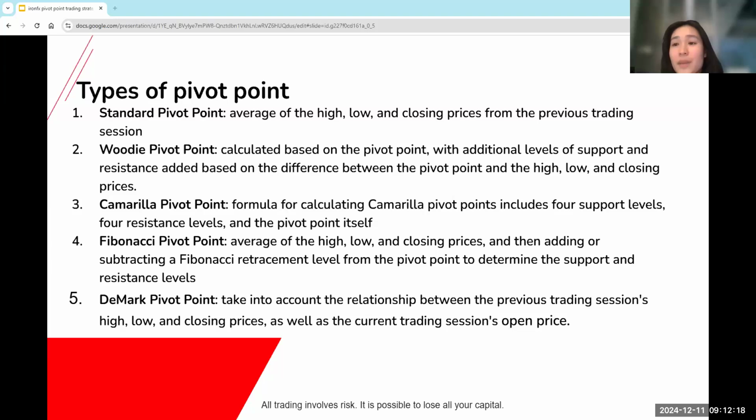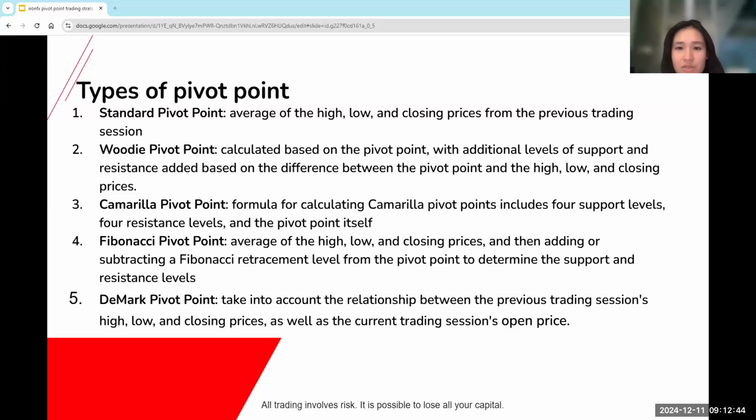And lastly, number 5, the Demark pivot point. This method also uses a pretty complex calculation, but the calculations basically take into account the relationship between the previous trading session's high, low, and closing prices, as well as the current trading session's open price.